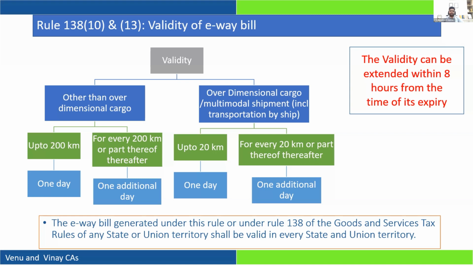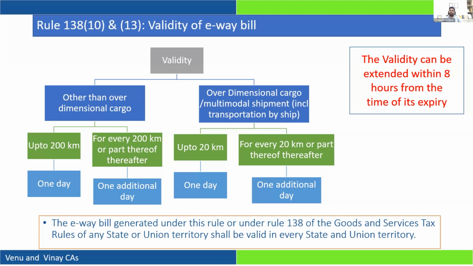So assume the distance is below 200 kilometers, say 190 kilometers. In that case, when will it expire? 1 day means every e-way bill will expire at midnight of the day. Let's say I'm generating the e-way bill today at 3 p.m. It will expire tomorrow at midnight, 12 a.m. So that's the validity period.